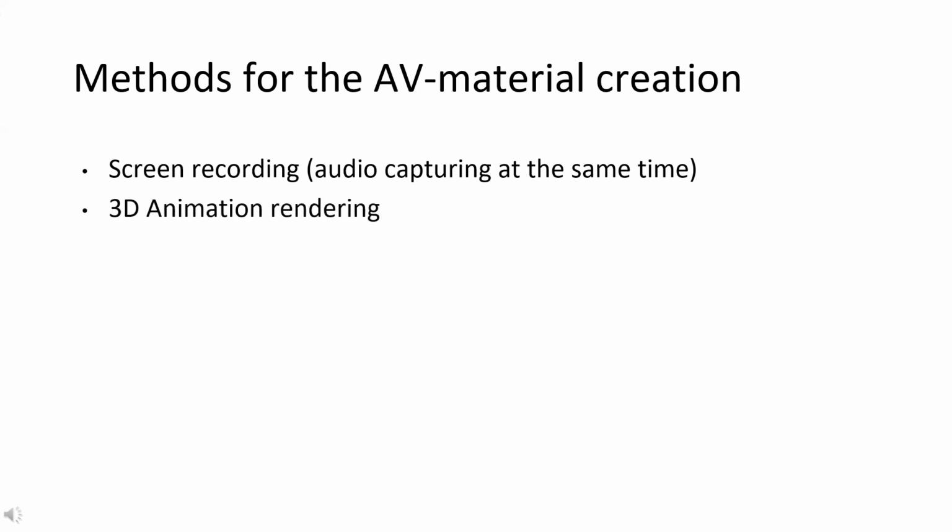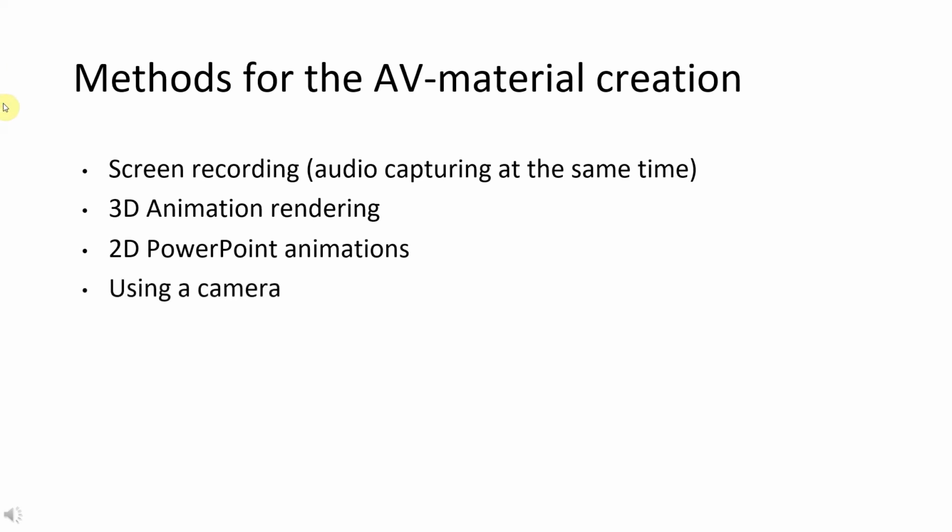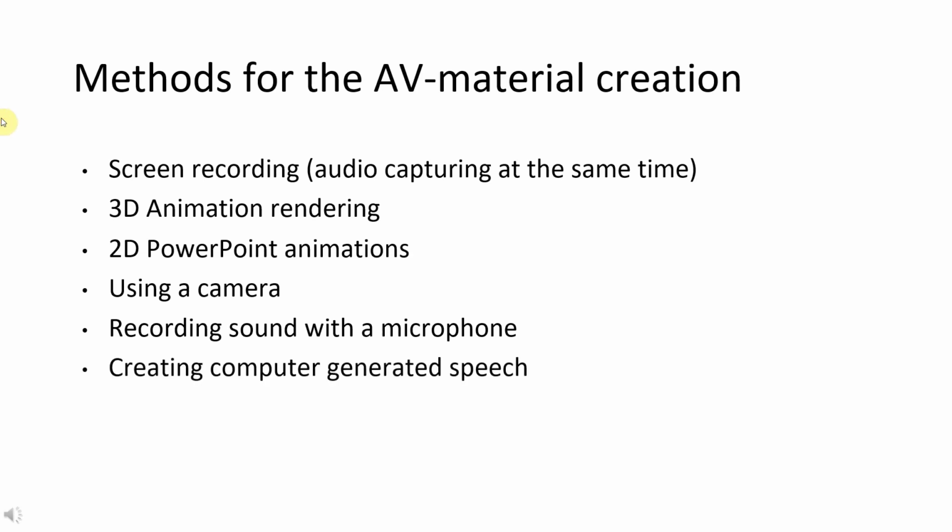You can use 3D animation rendering if needed, or 2D PowerPoint animations too. Of course, you can use a camera to record video with sound, and you can use a microphone to produce soundtracks for your videos. And one choice is to create computer generated speech if you don't want to speak yourself in the background of your video.